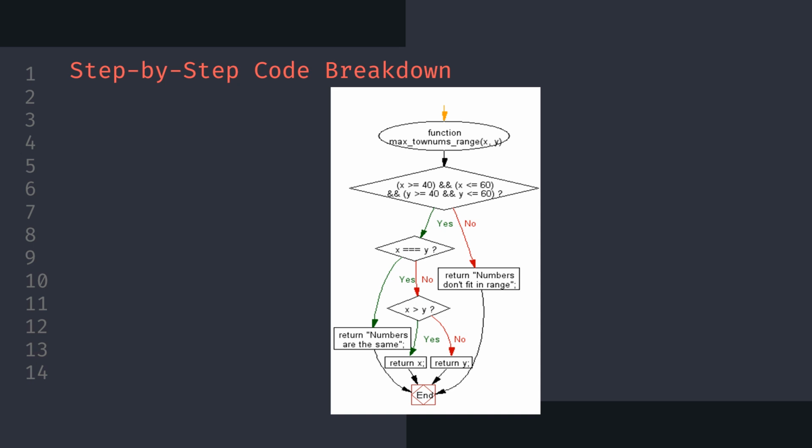Let's break down how this works. First, we check if the numbers are within the specified range. Then, we compare them. If the numbers are the same, we handle that separately. If they're out of the range, we return a message indicating that.